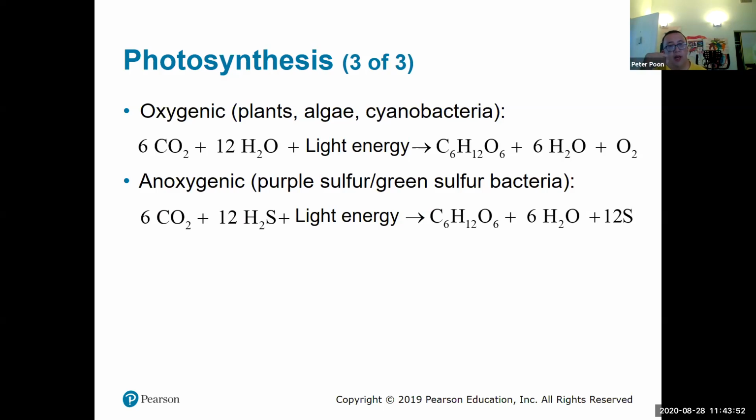So don't worry about the oxygenic versus anoxygenic.